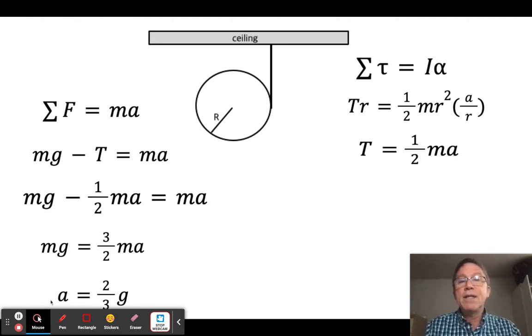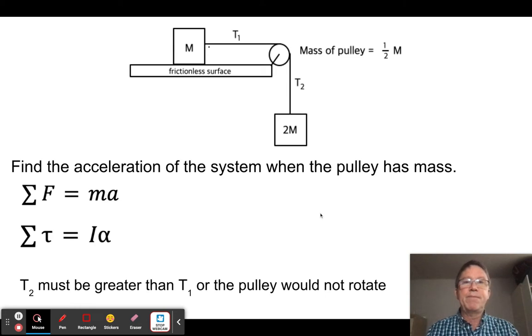Okay. Now the other thing to keep in mind is once I know what A is, I can figure out what T is. I can just come here and say, well, if T equals 1/2 ma, then I can just put in this 2/3 g here for A, and I can solve for tension.